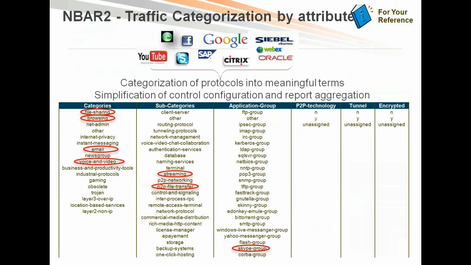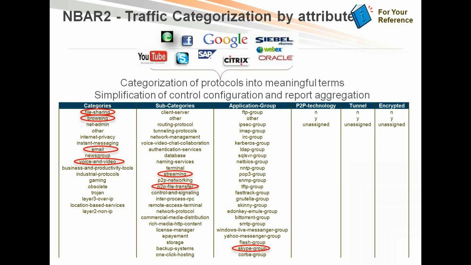But basically the categories are listed on the left, subcategories and the individual applications are there. And truthfully, it makes sense because with NBAR2 we have over 1,200 individual application signatures. So if we were just to list those out, it'd be quite an extensive list for you to have to go through in the CLI.